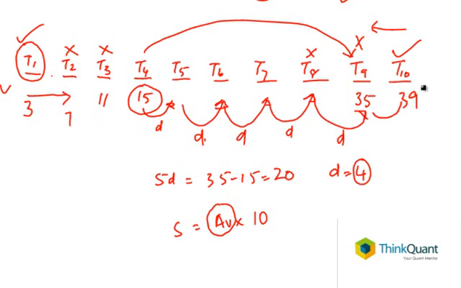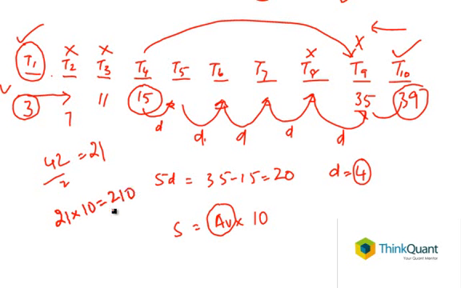So what will be the average of 39 and 3? 39 plus 3, 42 by 2, which is equal to 21. So what would be the sum? 21 into 10, which gives us 210. So visualizing a progression like this literally makes things extremely easy for us.